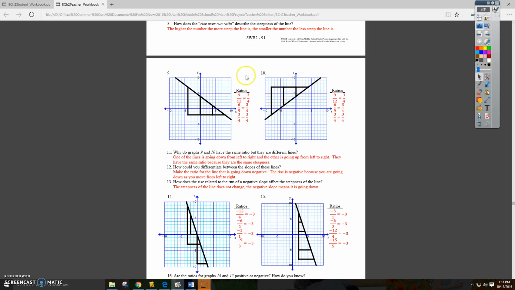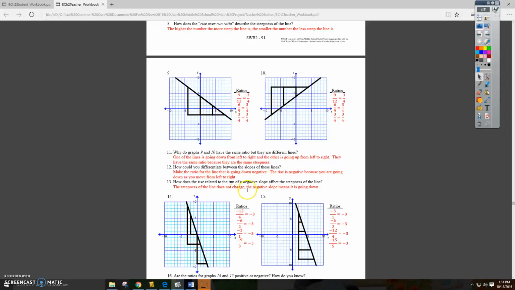If you did a mirror image between 9 and 10 here, the lines would go right on top of each other. So how can we differentiate between the slopes of these lines? Well, we need to make a ratio for the line that's going down negative. And I talked a little bit about this with the ramps yesterday, is that the line is negative when we are falling, and the rise is positive when we are rising.